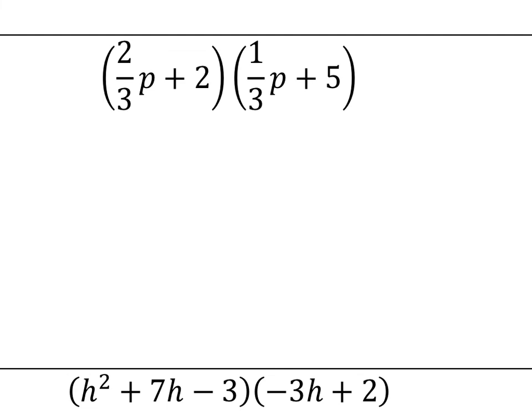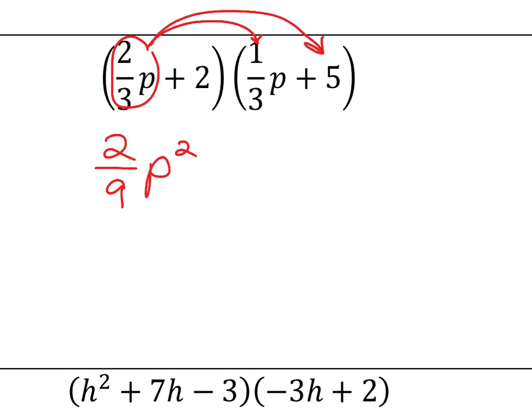Okay, so let's take the first thing in the first parentheses and we're going to multiply it to both things over here. You might need to use your calculator for this. Give me 2/3 times 1/3. So we have 2/9 p to what power? What's p times p? Squared. Okay, then I do the next one. What is 2/3 p times 5? Again, you have a calculator. What is 2/3 times 5? And give it to me as a fraction.